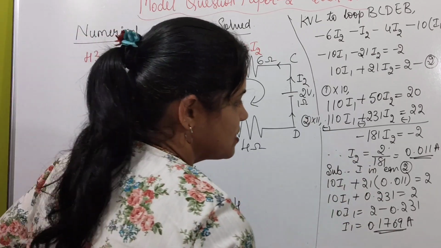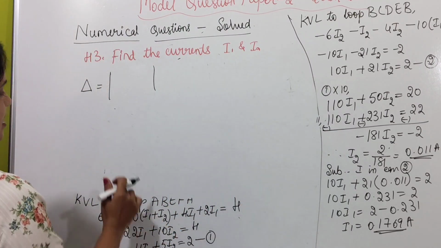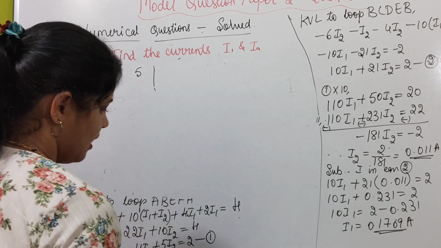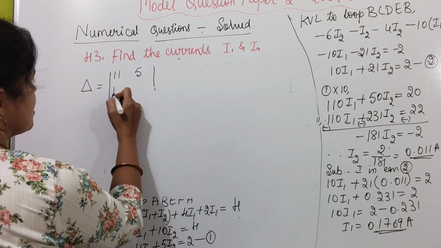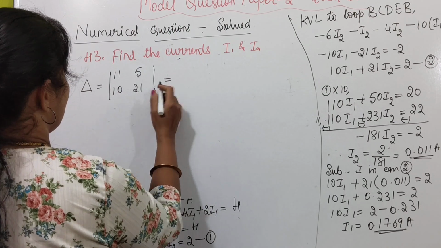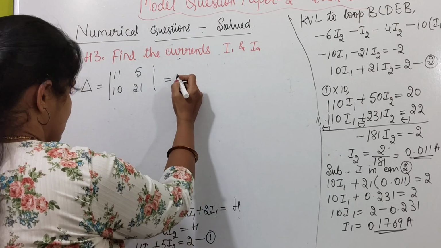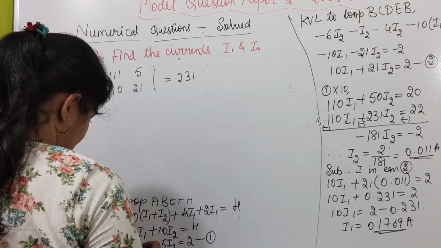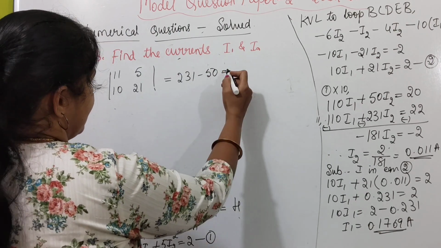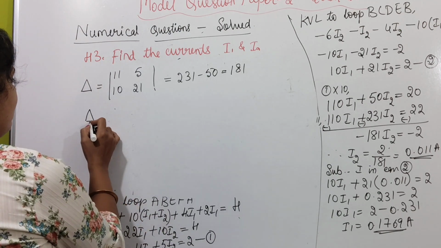You can also use Cramer's rule. So you have to write I1 and I2. The first equation has 11 and 5. And in the second equation it is 10 and 21. So after multiplying, 21 into 11 is 231, minus 5 into 10, 50. So it is 181. Okay.